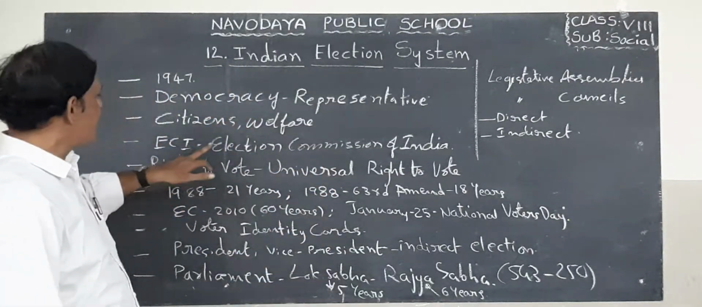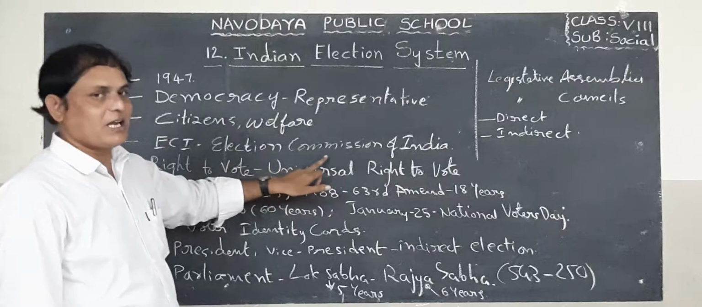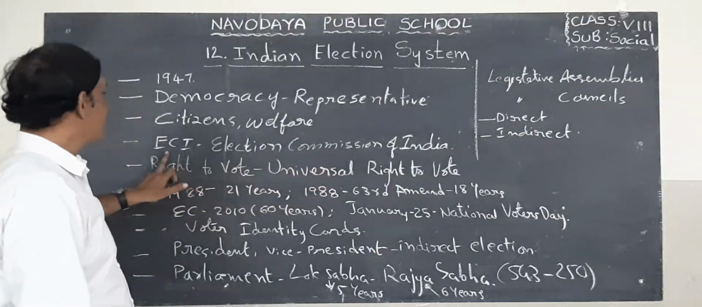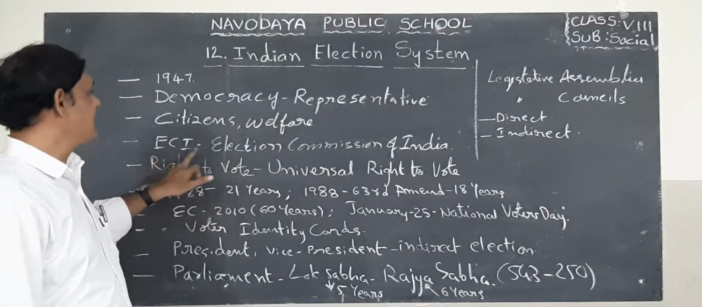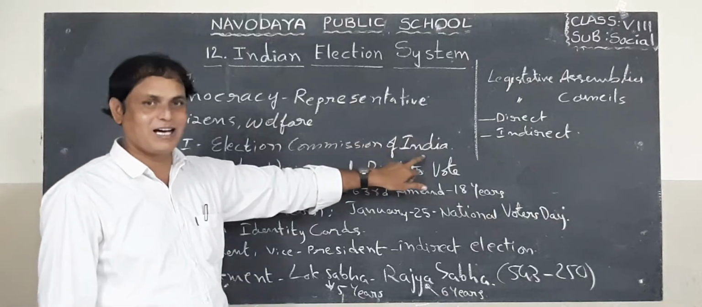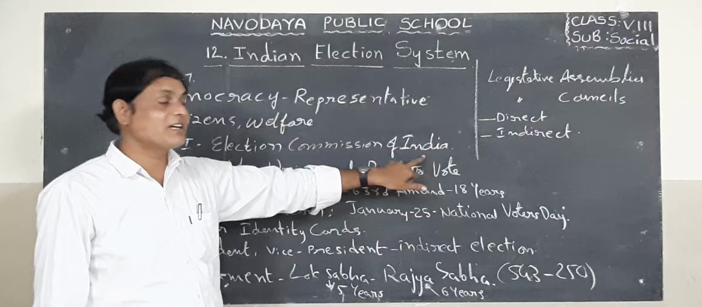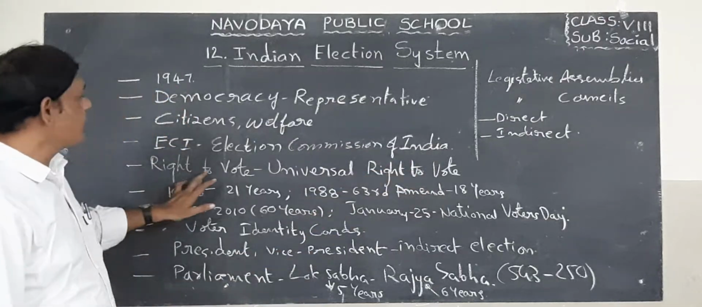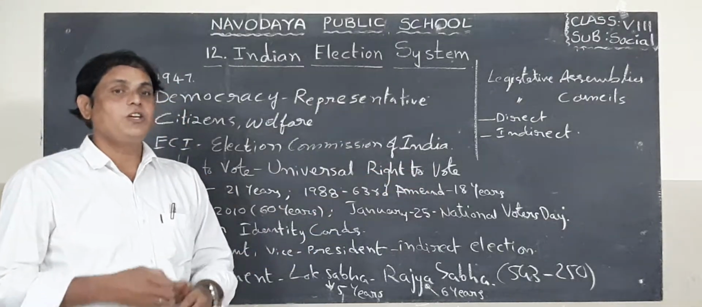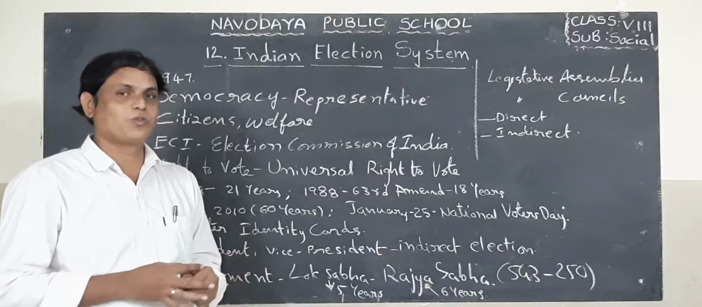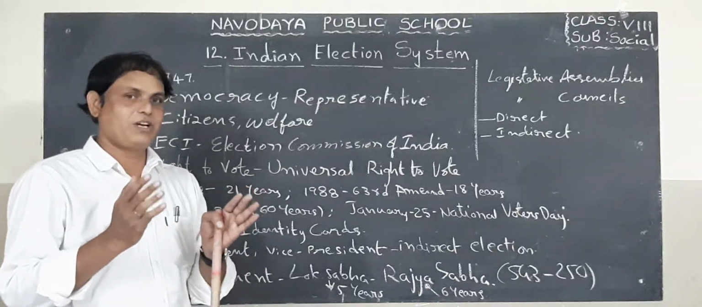Next one, our India conducting elections. Who conducts elections? ECI, the Election Commission of India. So this Election Commission issues the right to vote on behalf of the government of India.